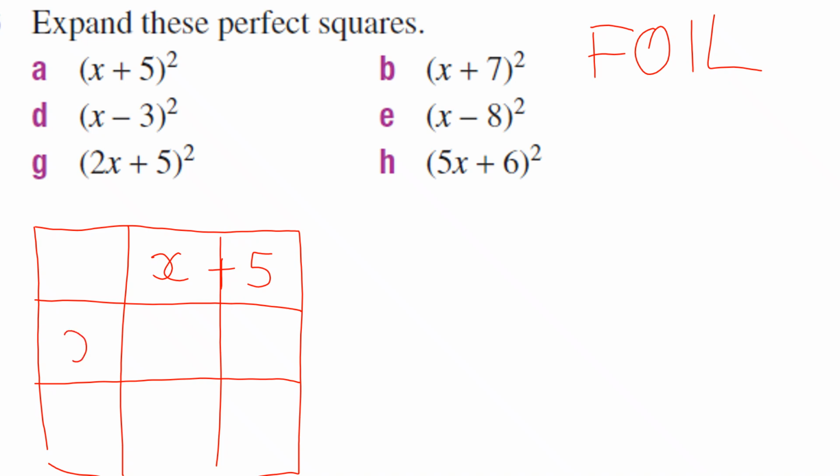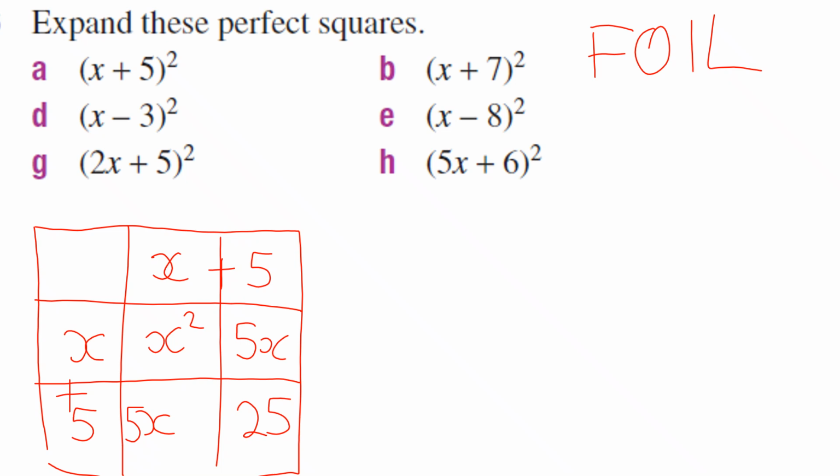So we put x plus 5 here, x plus 5 here, and then we multiply. X by x is x squared. X times 5 is 5x. X times 5 is going to be 5x again. And then the last square here will have 25. And you want students to practice expanding these perfect squares.